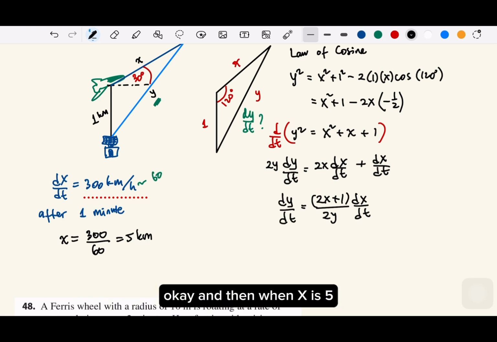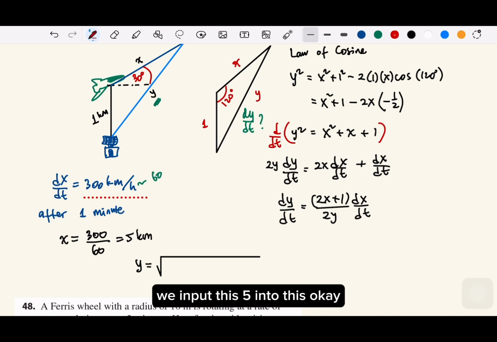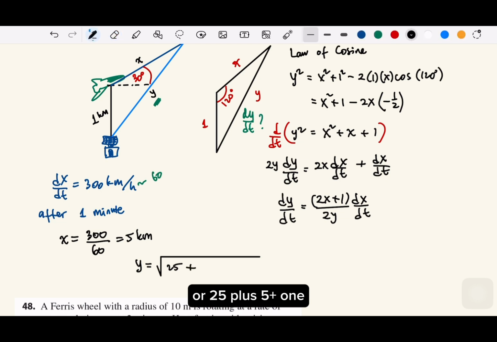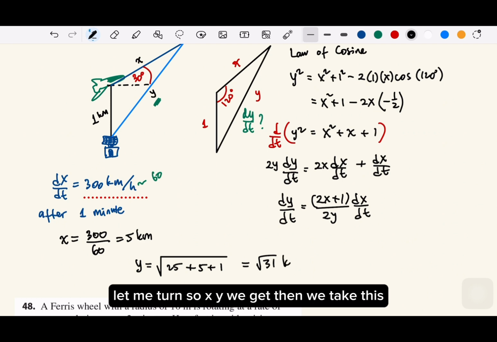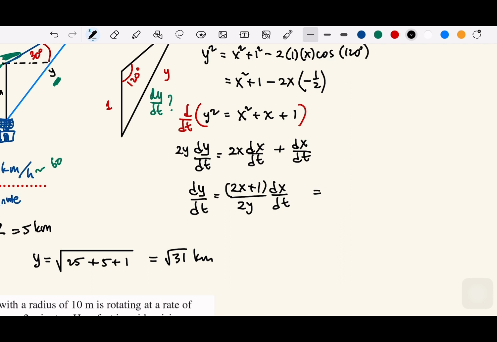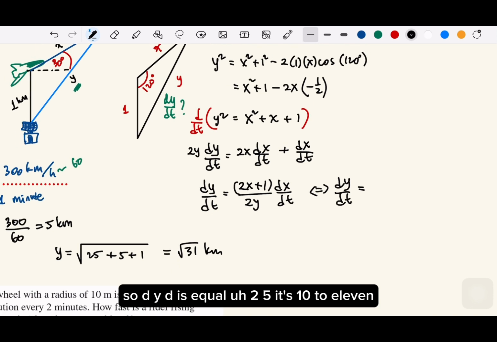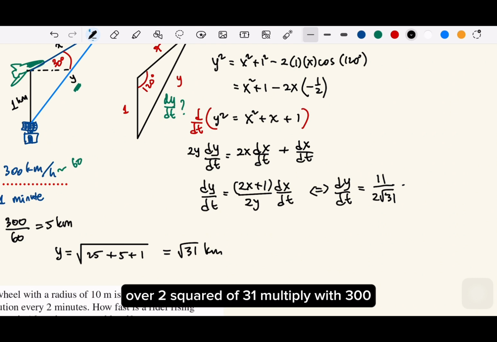Okay. And then when x is 5, then from the law of cosine, we get y is square root of, we input this 5 into this. So this will be 25 plus 5 plus 1. So it will be what? Square root of 31. Okay, let's just write 31 like that, kilometer. So x and y we get, then we take this. So dy dt is equal 2 times 5, it's 10, so 11 over 2 square root of 31 multiply with 300.